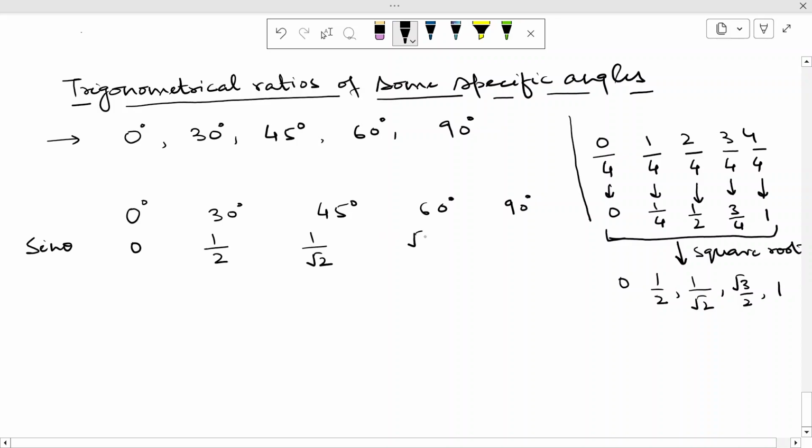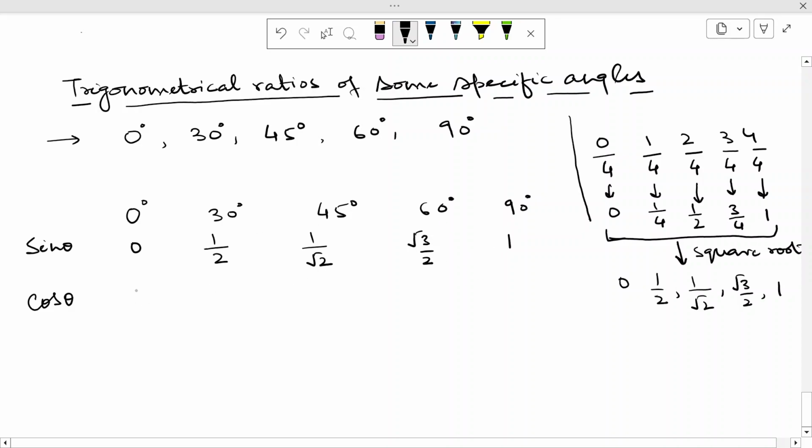This is how we obtain the values of sine of these angles. You can clearly see that sine of 0 is 0, sine 30 is 1 by 2, sine 45 degree is 1 upon root 2, sine 60 degree is root 3 by 2 and sine 90 degree is 1. Next is cos theta. For cos theta, you just write these values in the reverse order.